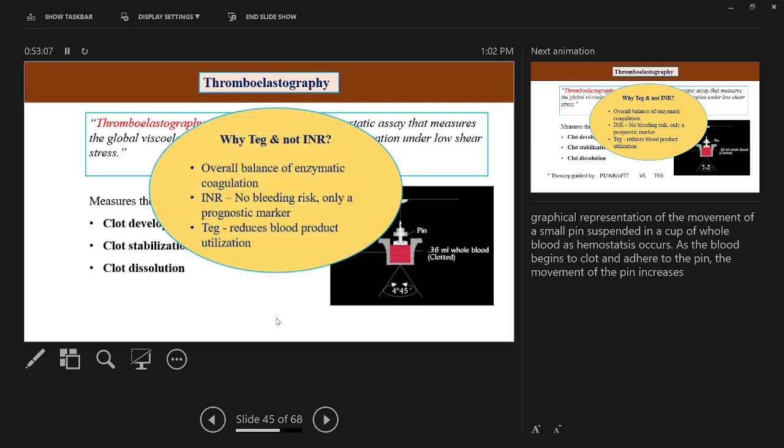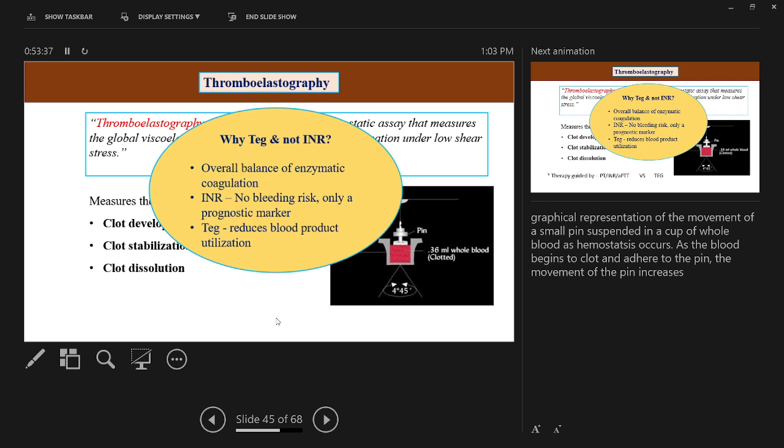So why TEG and not INR? This is because TEG tells about both the status of coagulation and anticoagulation in the cirrhotic patient. So the overall balance of enzymatic coagulation can be told in a cirrhotic patient. INR does not predict any bleeding risk, as I've previously highlighted. But since INR can be raised because of the deficiency of vitamin K dependent clotting factors, it tells about the synthetic function of the liver. So it is used as a synthetic marker, a prognostic marker.